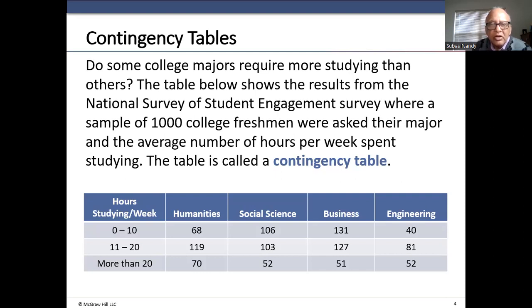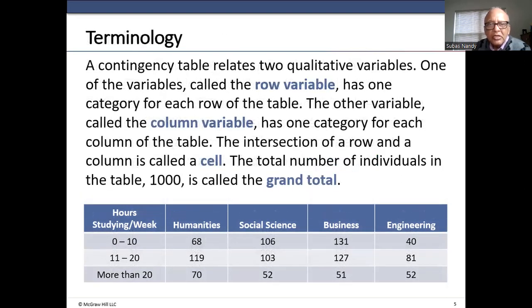So this table is called a contingency table because each student is classified based on their major and how many hours per week they study. When an individual or an object is categorized into two categories and data is collected, this is called a contingency table. A contingency table relates two qualitative variables. One variable, called the row variable, has a category for each row of the table, which in our case is hours studying per week. The other variable, called the column variable, in our case the major, has one category for each column of the table.